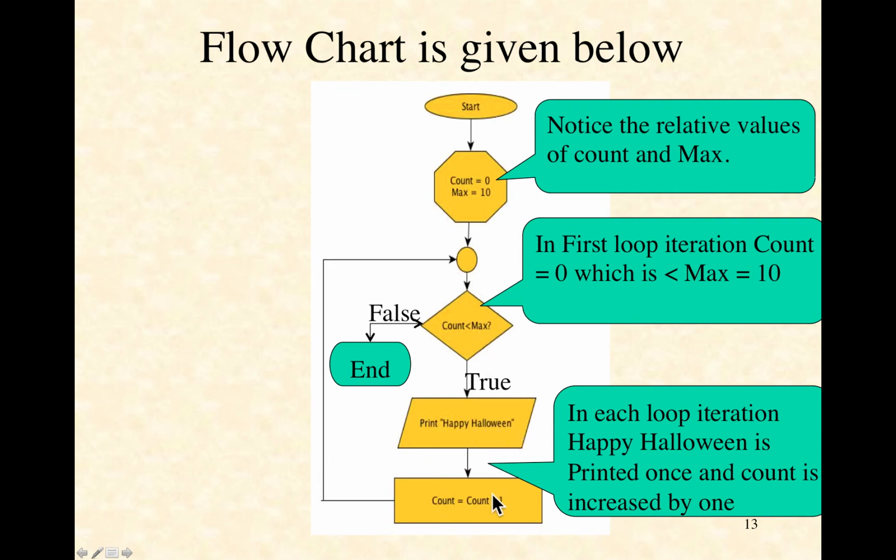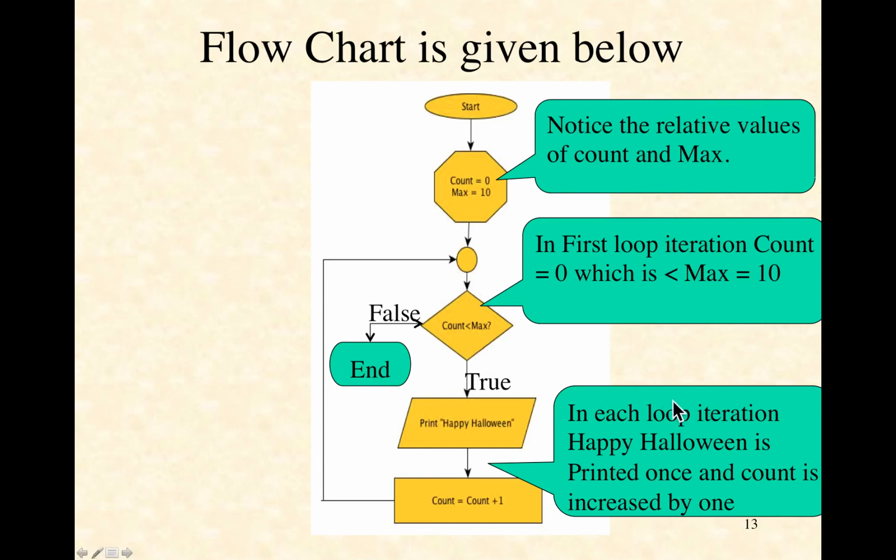And then count becomes 3. So this process of printing keeps going. And at some point count will become 9. 9 less than 10 is true. So I'll print the 10th time. And then count becomes 10, and 10 less than max, which is 10, is false. That's when we exit the loop and our program terminates.